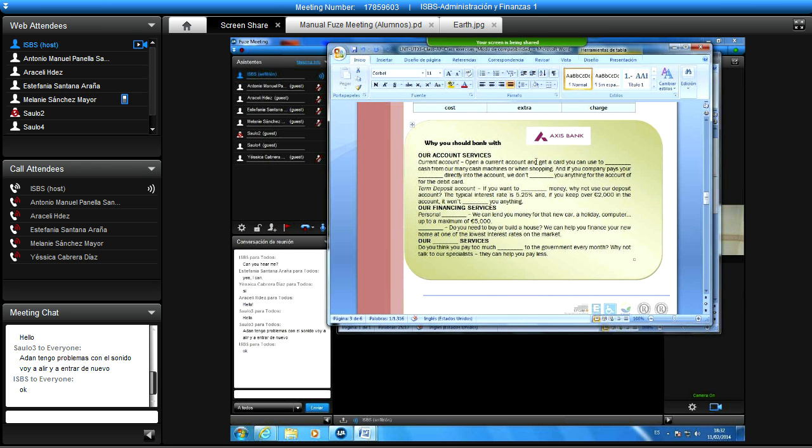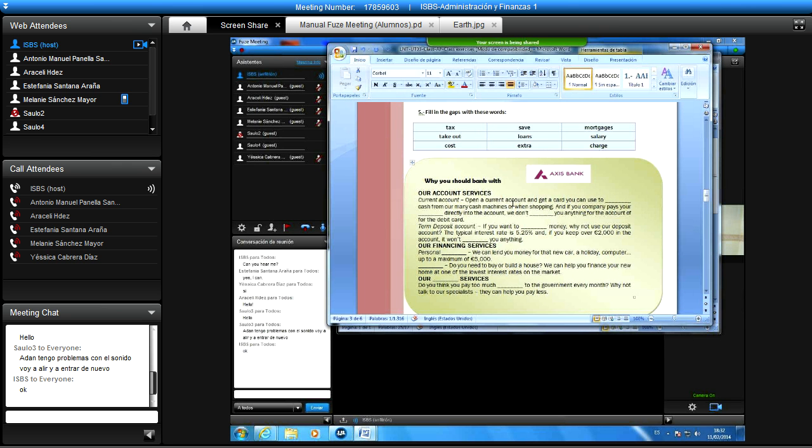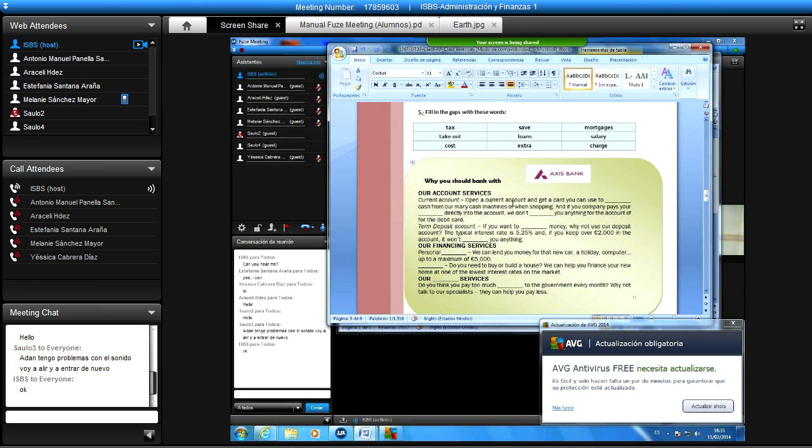Okay, so let's have a look at this activity, because I'm interested in the vocabulary here. Let us check all together. So this is a leaflet, an information leaflet about Axis Bank. So why you should bank with Axis Bank? In English, the word bank is not only a noun, but is also a verb, which means something like to operate your transactions with an institution, to bank.